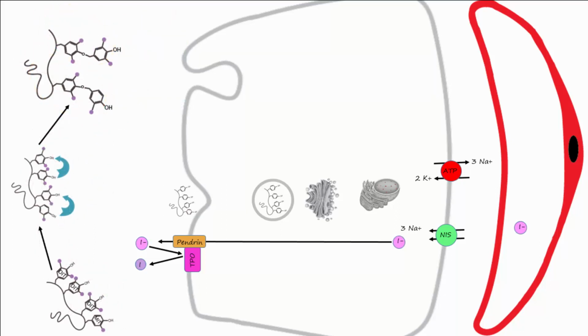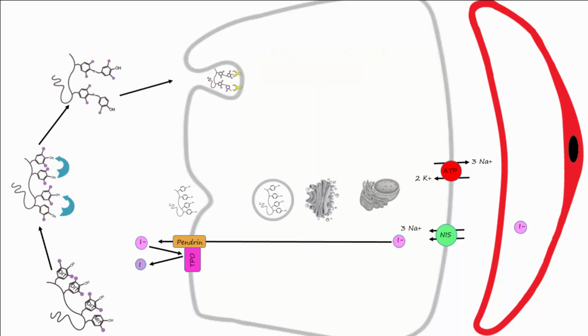Our newly created thyroid hormones must now gain access to the blood so they can be distributed throughout the body. To do this, iodinated thyroglobulin is taken into the follicular cell by way of receptor-mediated endocytosis. The receptor for this endocytosis is called megalin. Once the thyroglobulin complex is in the follicular cell, a lysosome will fuse with the vesicle and begin to break down the thyroglobulin complex.